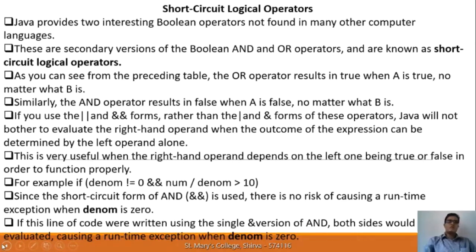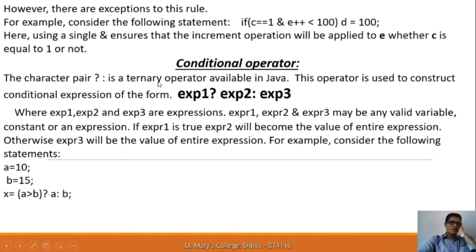These are very much essential. We are going to be using them in our logical operations. And next, our operator is the conditional operator. This conditional operator is also called a ternary operator, which is available in Java. As we know, the syntax of a conditional operator is expression 1 followed by a question mark, expression 2, colon, expression 3.